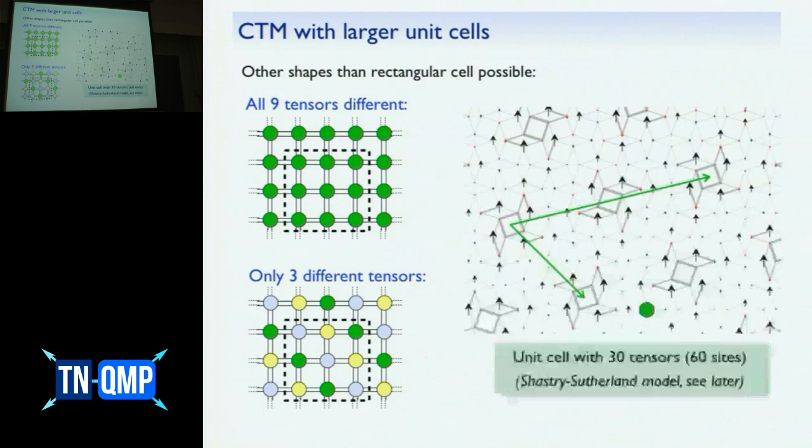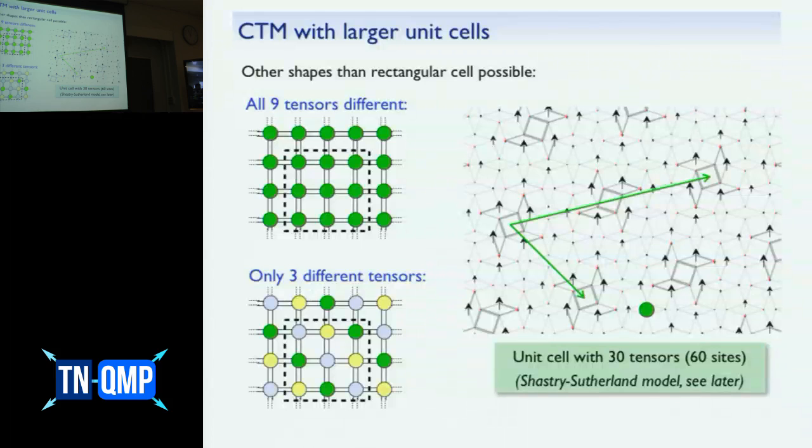And you can also go to very large unit cells, and if there's time, I will also talk about this example here for the Shastry-Sutherland model. So here we used really large unit cells containing up to 30 tensors, or in this case it was actually 60 spin-1/2 sites. And this is not a rectangular unit cell, but you see it has this particular shape here. Right? And in the end, the computational cost scales only linearly with the unit cell size, so you can really go to very large unit cells and do computations with them.